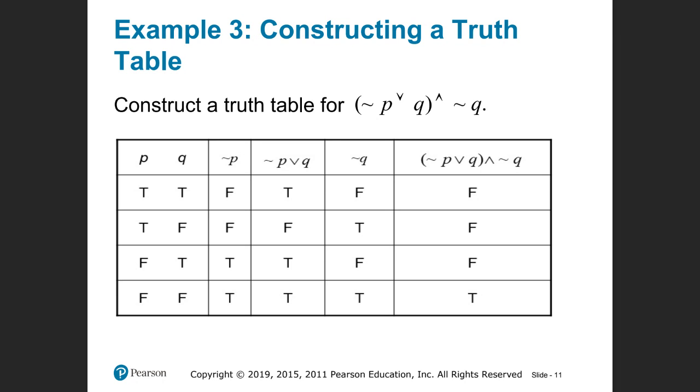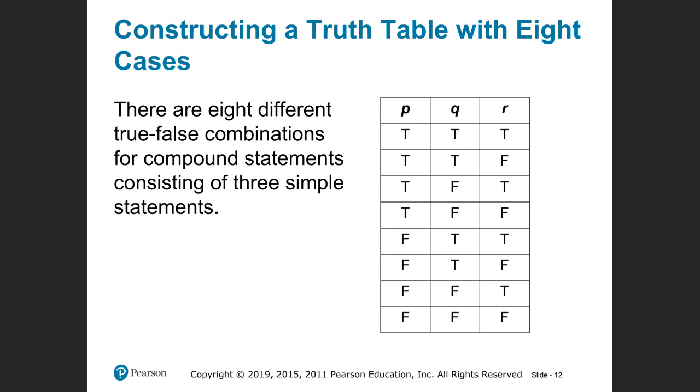Notice that if we just have P and Q, two instances, then we're going to have 4 cases that we deal with. On the next one, we're going to have 8 cases because we have 3 simple statements, P, Q, and R. So from this table, you see that there are 8 different true-false combinations for compound statements consisting of 3 simple statements.